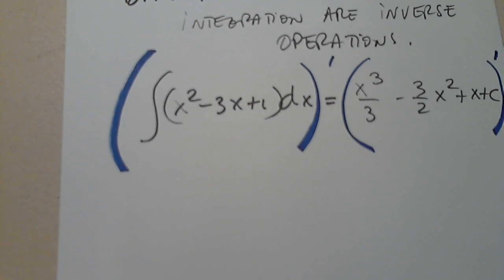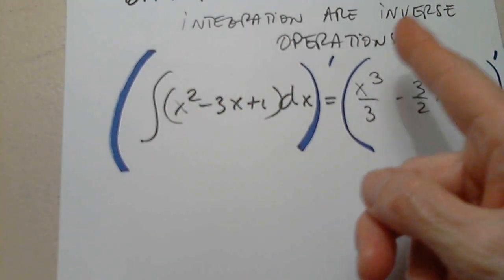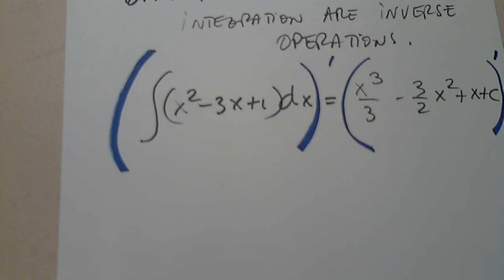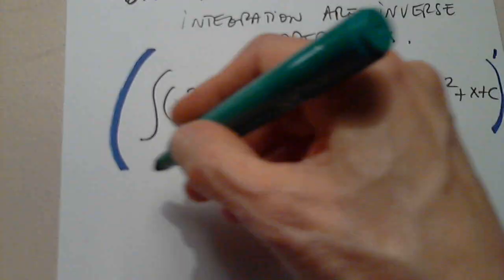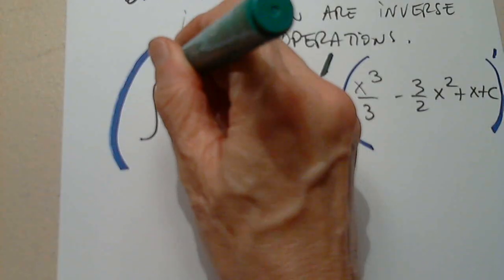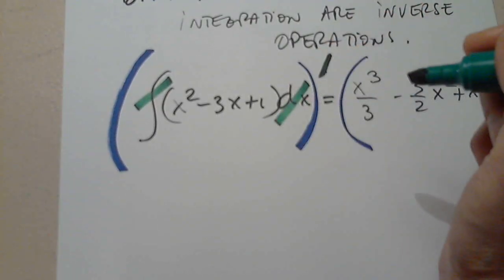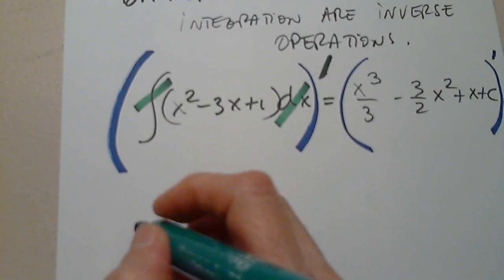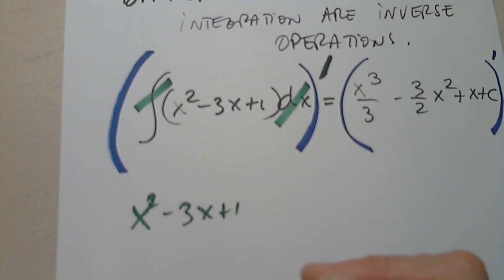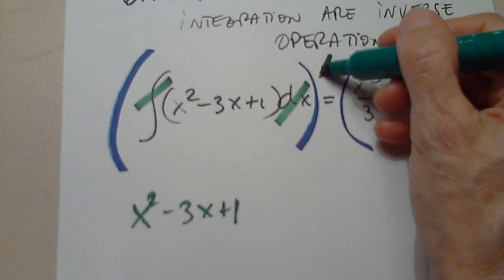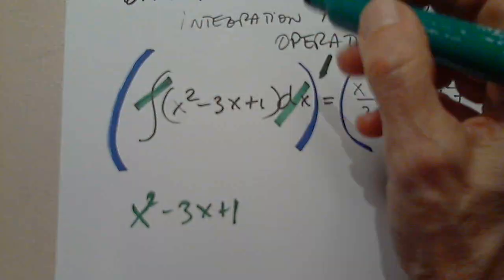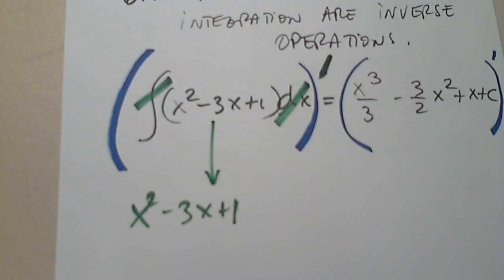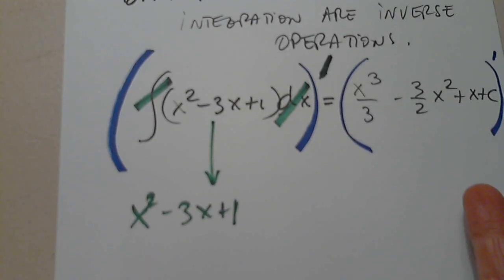So, differentiation and integration are inverse operations, which means applying the differentiating process on an integral makes this symbol and dx go away. So what is the left-hand side? Just x squared minus 3x plus 1. So when I differentiate the indefinite integral, the symbol goes away, dx goes away, and I have back the function. Let's see if I get the same thing on the right-hand side. If I don't, then this is wrong.